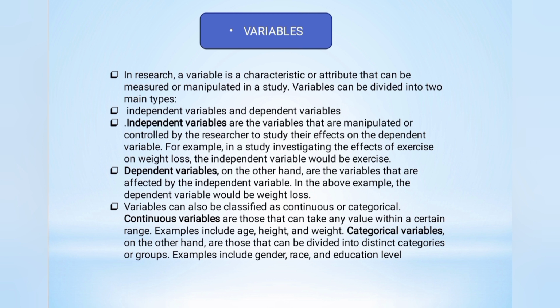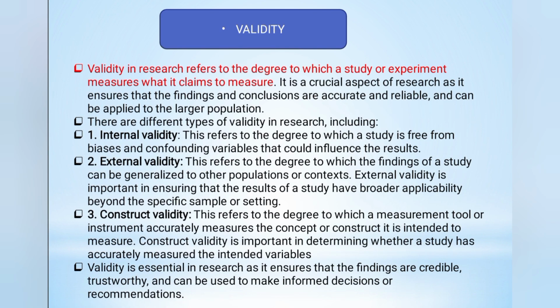Variables can also be classified as continuous or categorical. Continuous variables are those that can take any value within a certain range. Examples include age, height, and weight. Categorical variables, on the other hand, are those that can be divided into distinct categories or groups. Examples include gender, race, and education level.